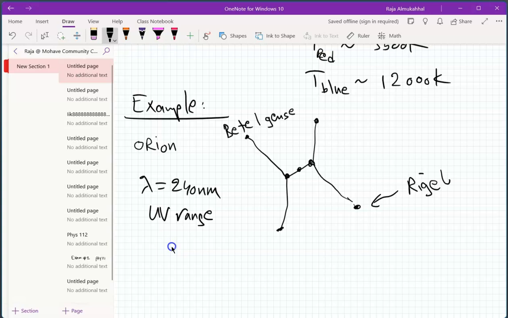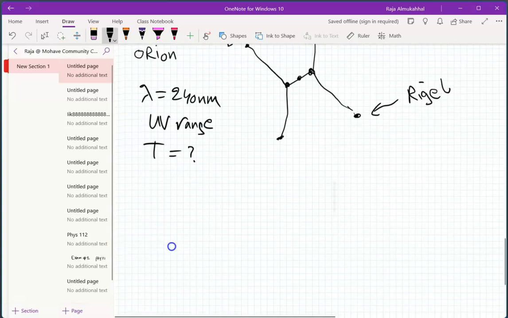Now the question is, what's the temperature of that star? Given that when we aim our telescope towards it, and then we have our devices aimed at it, we receive a strong wavelength of 240 nanometers, which is in the UV range, ultraviolet range. So what is the respective temperature?